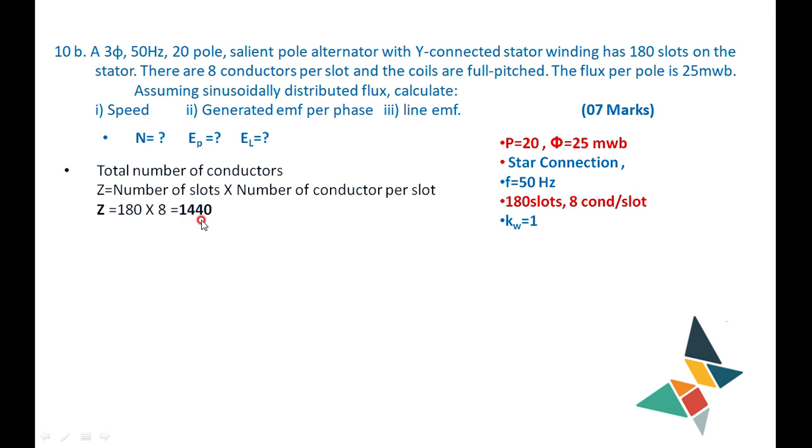This 1440 is meant for the three phase. I want the number of conductors per phase. What you have to do is make it Z divided by 3. Therefore, what I am getting is 480.